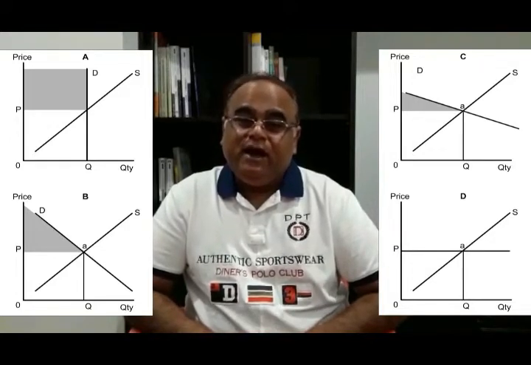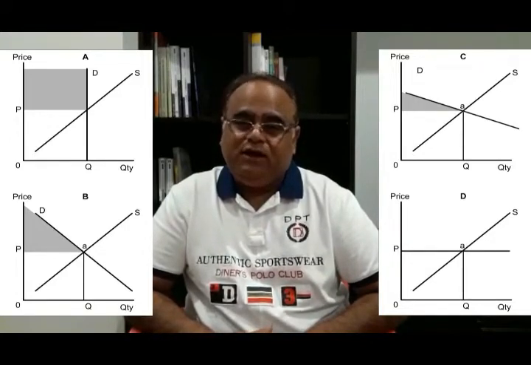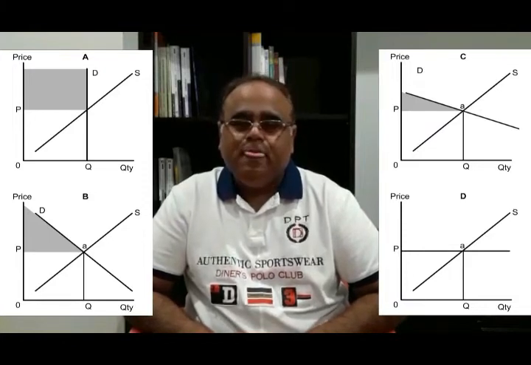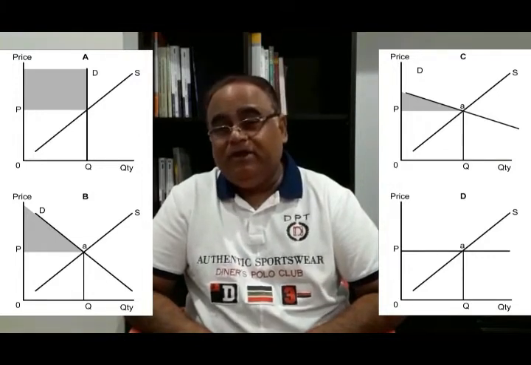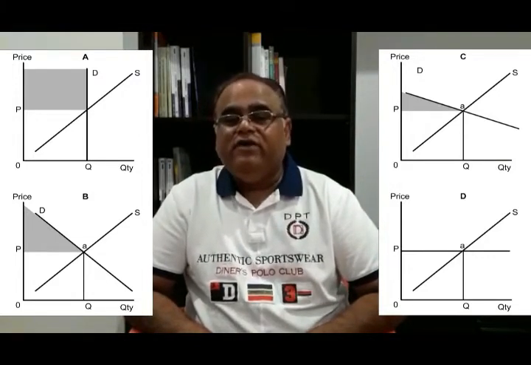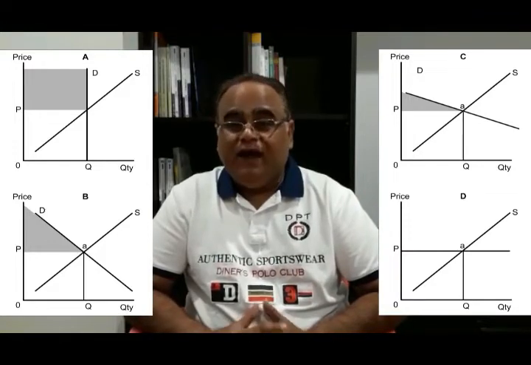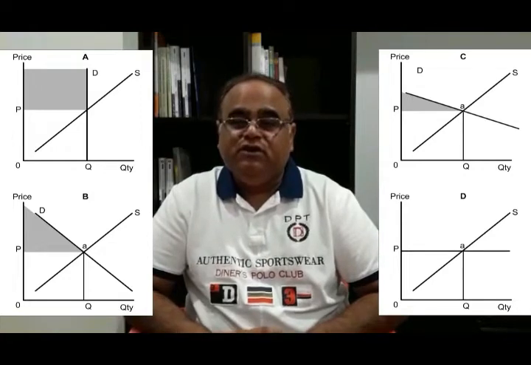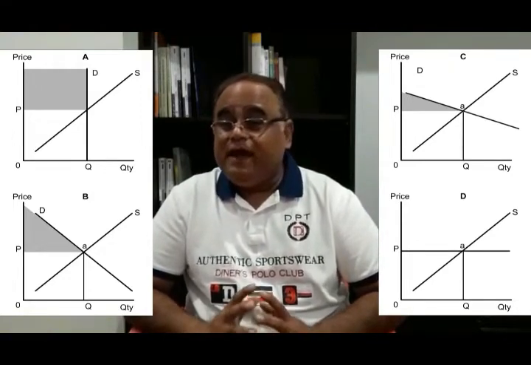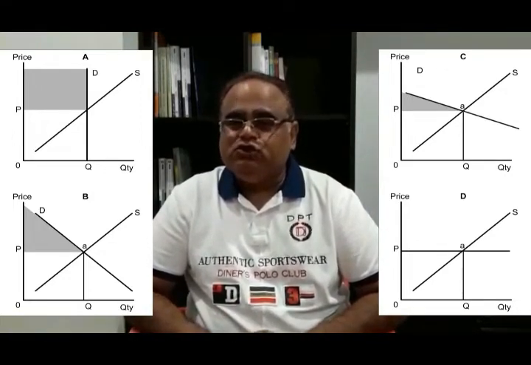In the second diagram, you can see that the demand curve is getting flatter, a bit elastic. So you can see that the size of the consumer surplus has shrunk, right? And in the third diagram, diagram C, the demand curve has become more flat, which shows that the size of the consumer surplus has further shrunk. In diagram D, you can see that there is no consumer surplus.